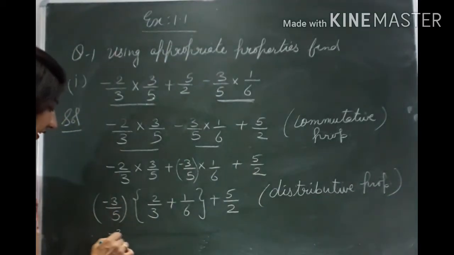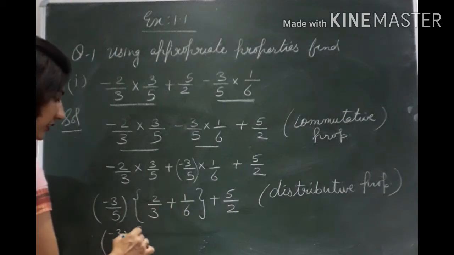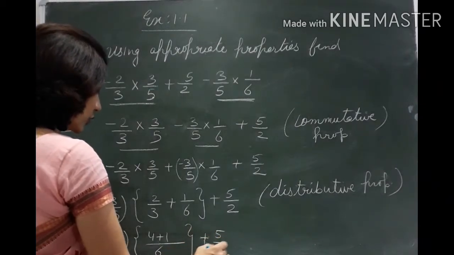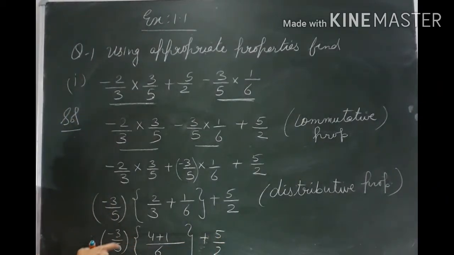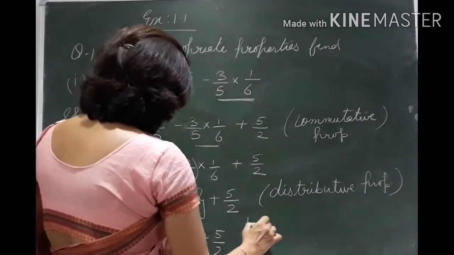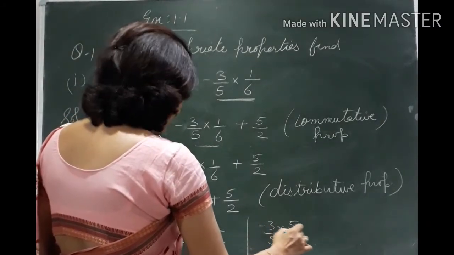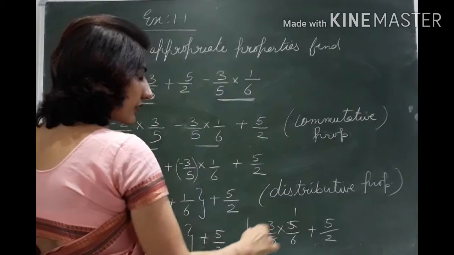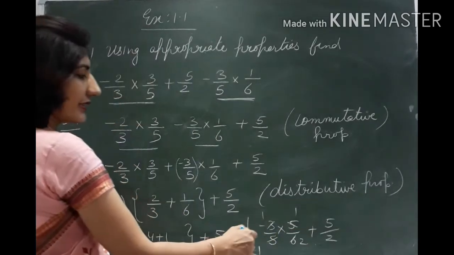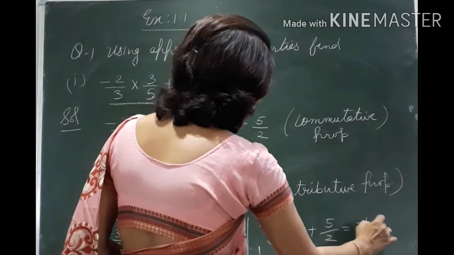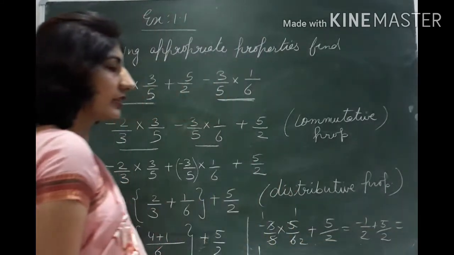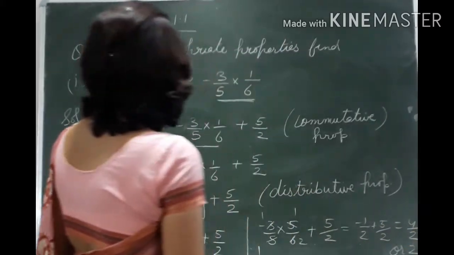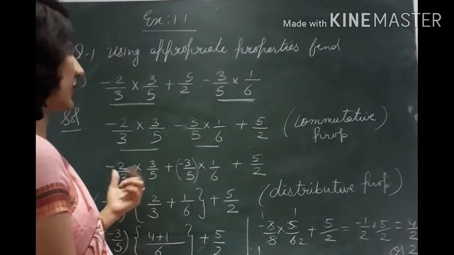So -3/5 into, solve this bracket, the LCM will be 6, this will come 4 plus 1, plus 5/2. This will be 5/6. So -3/5 into 5/6 plus 5/2. Cancel here: 5 ones are 5, 5 ones are 5, 3 ones are 3, twos are 6. So -1/2 plus 5/2. When you solve this, -1 plus 5 is 4, 4/2 is 2. So this way, using the distributive property, you can solve this question.